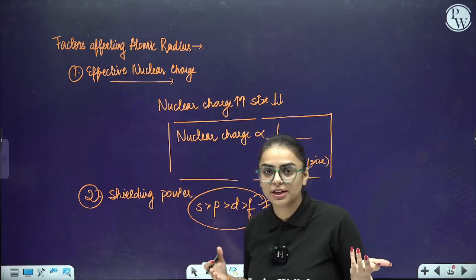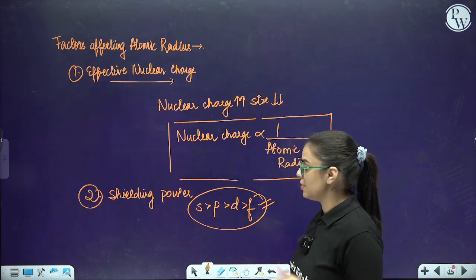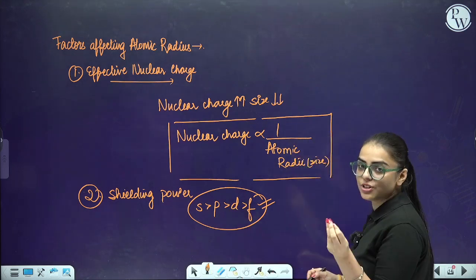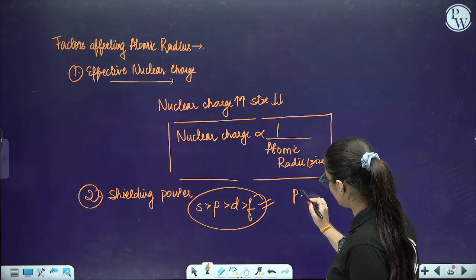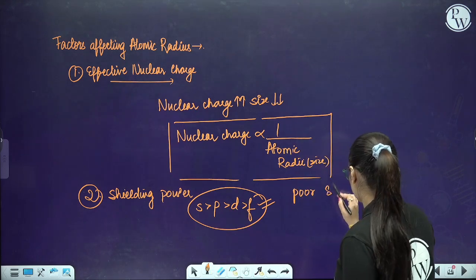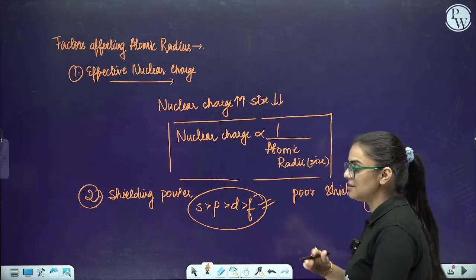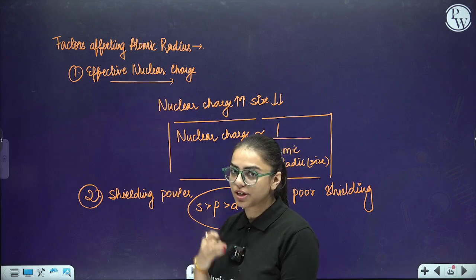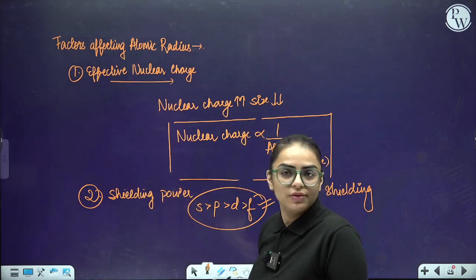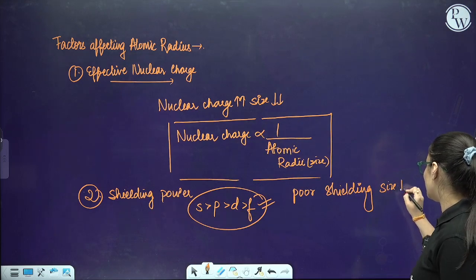What is the shielding power? S orbitals have higher shielding than P, then D, then F. That means F has poor shielding. If it is poor shielding, students, that means inner electrons cannot protect the outermost electron from coming inside. So what will happen? The outer electron will come inside, that means size will decrease. So if it is poor shielding, size will decrease.